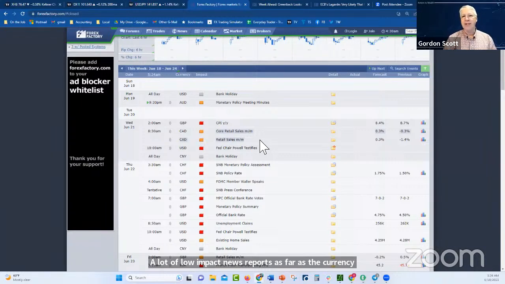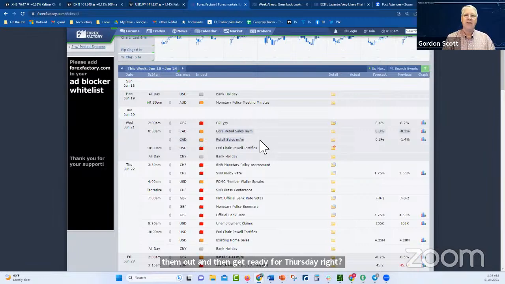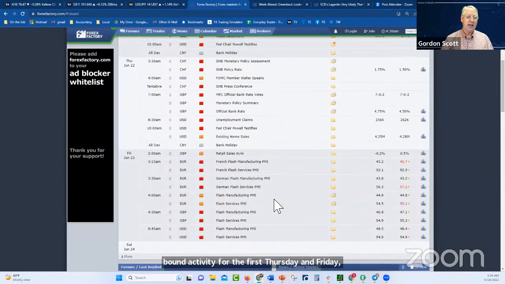What that means is the first 3 days of the week are likely to establish the ranges, whatever the high and the low is for the entire 3 days. Or if you look at key news events and you see a big bar because of the news event, take a look at the high and low of the first 15 minutes after that news event, and then extend them out. And then get ready for Thursday, right? That's the play. So if we see slow and range-bound activity for the first 3 days, Thursday and Friday may break it open.